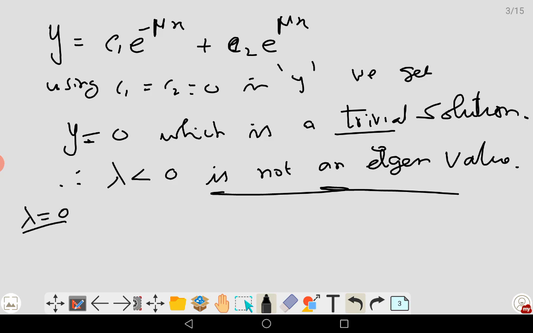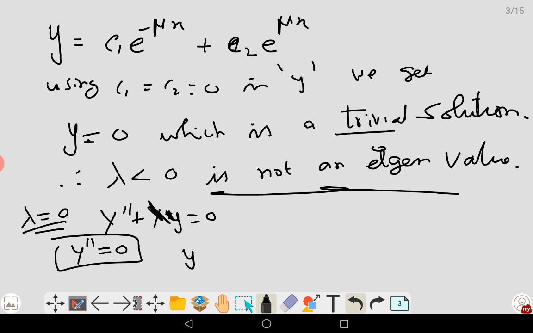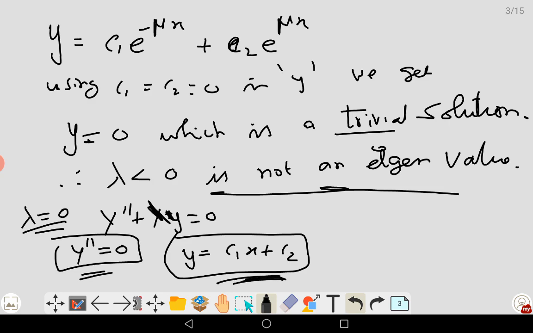Now we are going to check lambda equal to 0 for the differential equation y double prime plus lambda y is equal to 0, isn't it? Put lambda is equal to 0, we get y double prime is 0. This is a very easy form of differential equation, whose solution is c1x plus c2. When you differentiate it twice, you get 0, isn't it? So solution method is available in the first page. You can check why the solution of this differential equation is y equal to c1x plus c2.